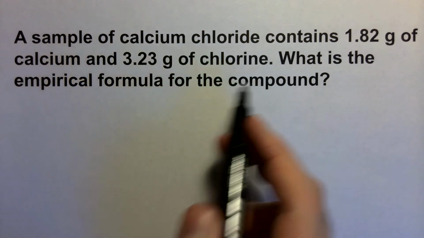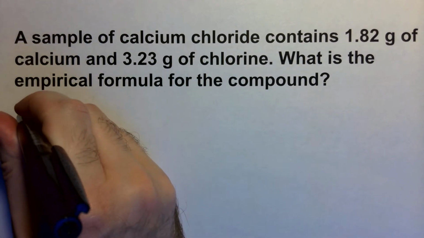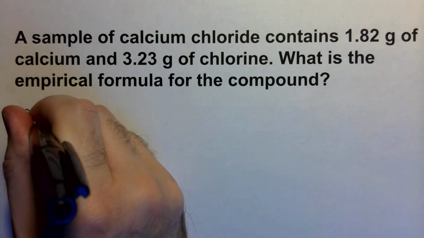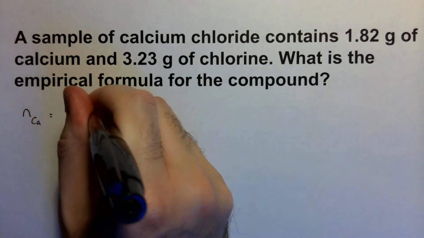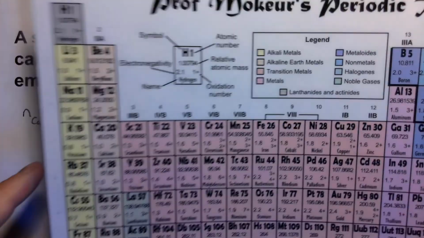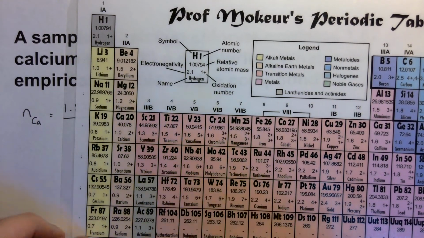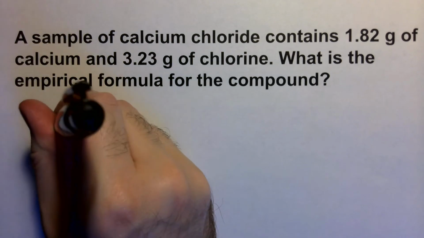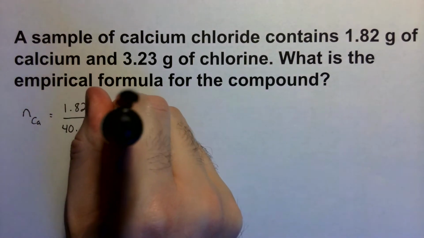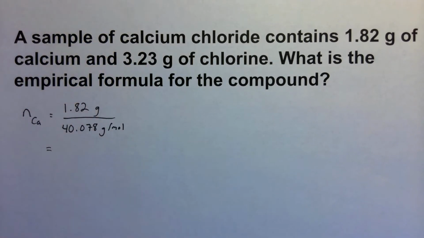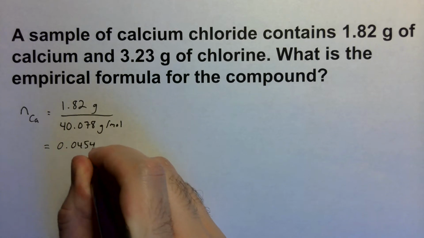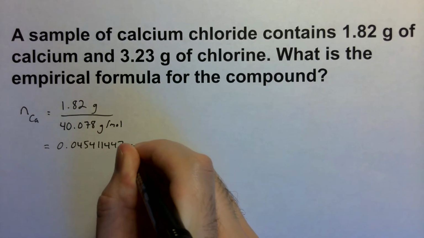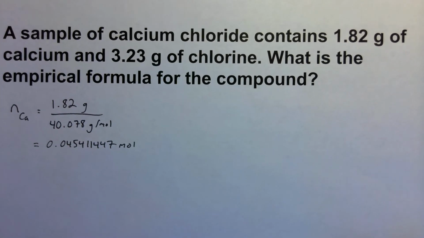So we're first going to determine moles for each of these elements. So for calcium, we know that we have 1.82 grams, and if we look on the periodic table, calcium has a molar mass there, 40.078. So 40.078 grams per mole. And I am typing that into my calculator right now. 0.045411447 moles of calcium. We'll deal with all these decimal places shortly.